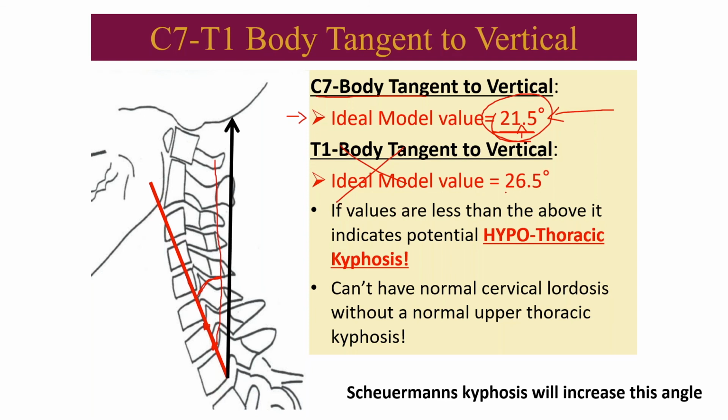And then if you can't see T1, again, the cutoff here is 25 degrees. So anything above 25 degrees at C7 now indicates a kyphosis problem in the thoracic spine. I use a thoracic orthotic, right?